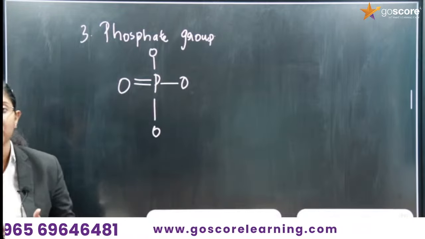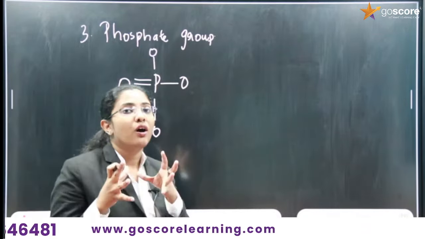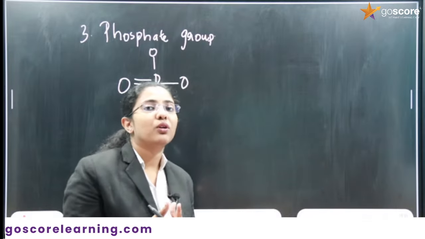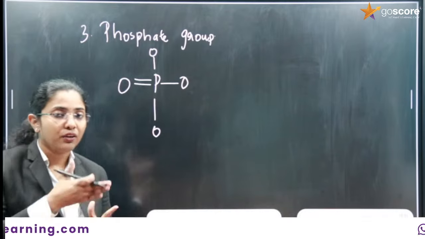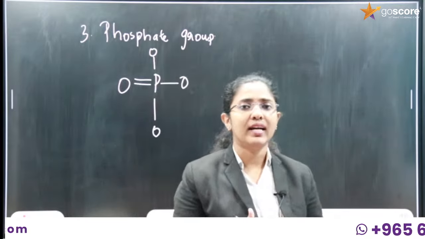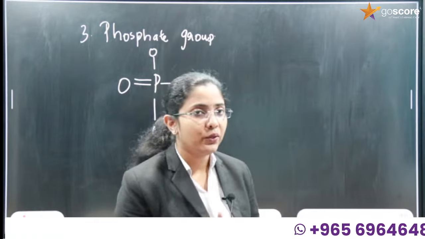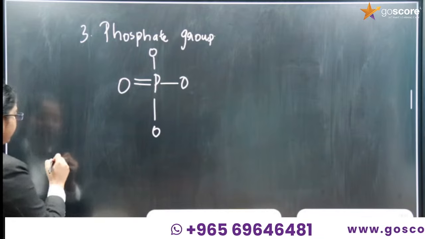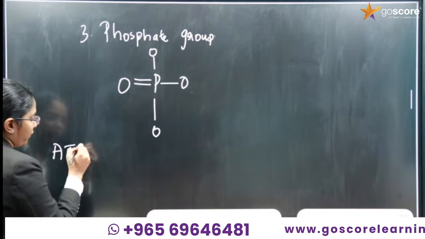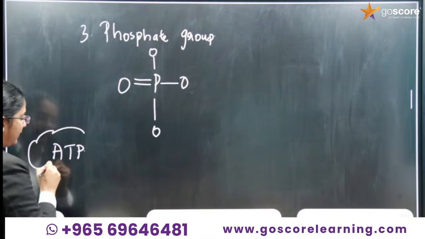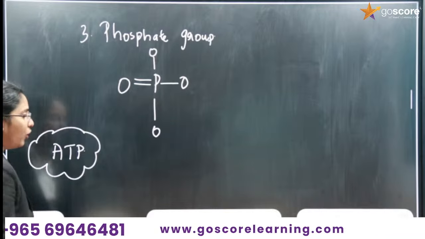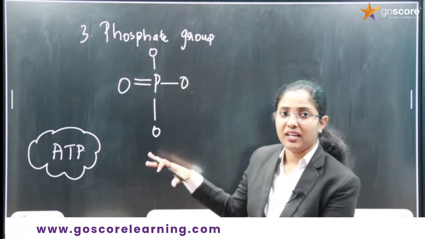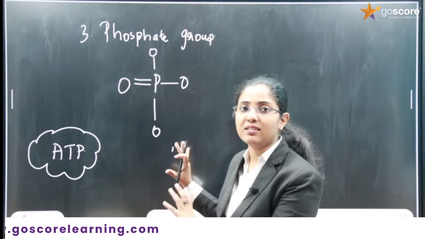So monophosphate means only one phosphate group is attached. If two, then diphosphate. If three phosphate groups are attached, then triphosphate. For example, ATP, adenosine triphosphate. This is an important molecule that you study for your respiratory activity, right? ATP is synthesized.